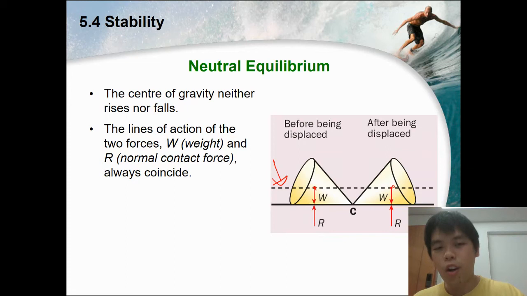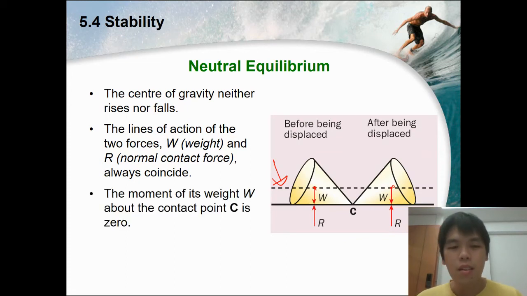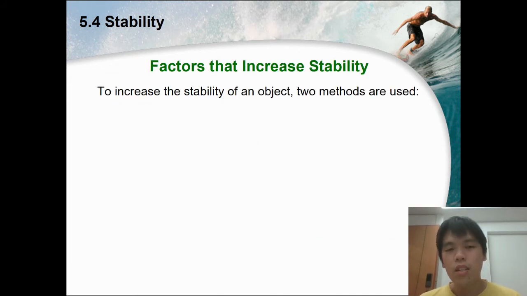R is your normal contact force. They will meet at all points of time, and there are zero moments because it doesn't turn about the pivot. So that is for neutral. Next, how can we increase the stability?